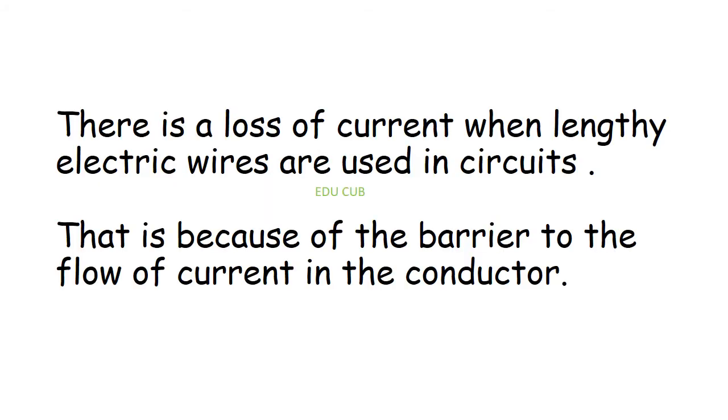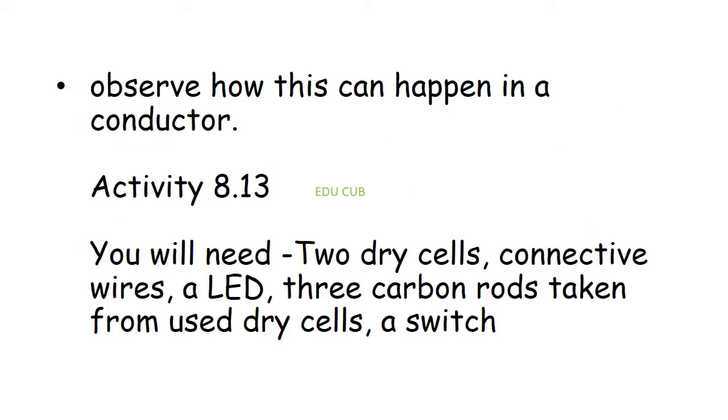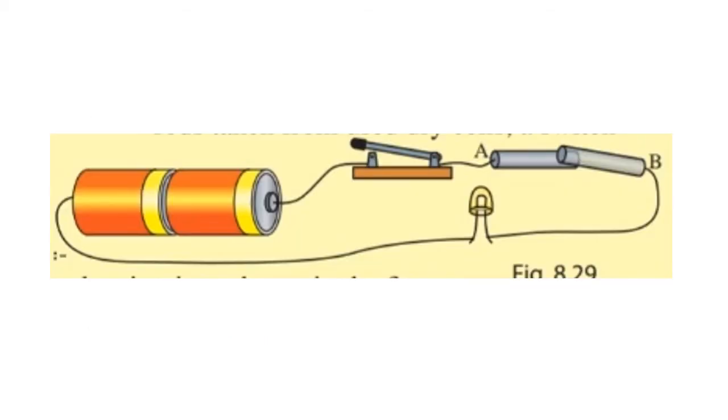Third electronic appliance is resistors. There is a loss of current when lengthy electric wires are used in circuits. This is because of the barrier to the flow of current in the conductor. You have to do an activity to observe how this happens in a conductor. You will need 2 dry cells, connecting wires, an LED, 3 carbon rods taken from used dry cells, and a switch. Let's see what we have to do.